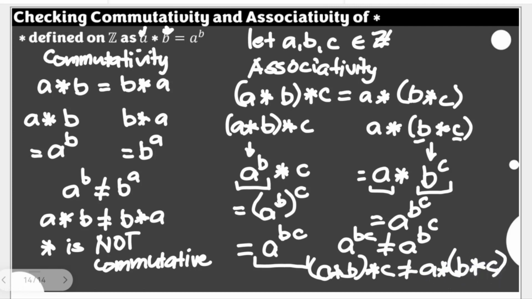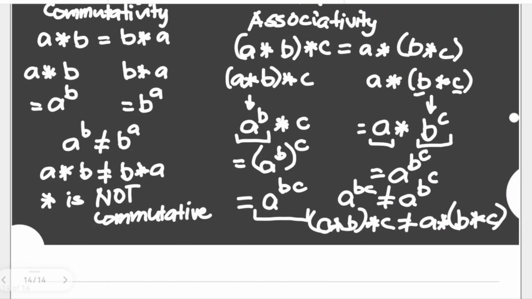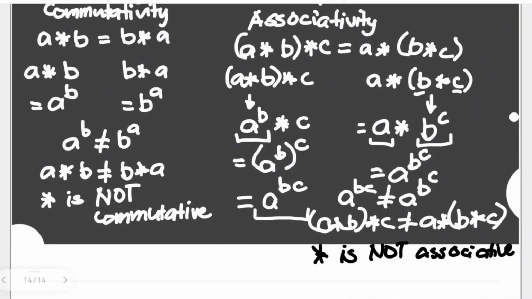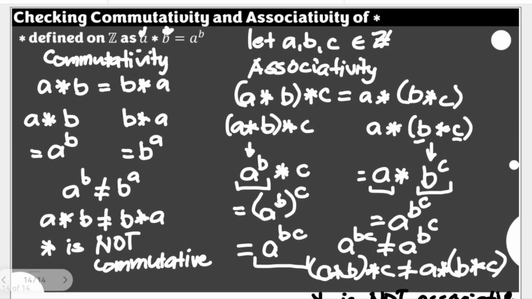Let me use the space here at the bottom and change this to black. You will have here, your star is also not associative. So for both commutativity and associativity, for the star operation defined here, it's not commutative and not associative. Both of them will not hold using the definition A star B is equal to A to the power of B. So this is how we do it for this given star operation. Thank you very much for watching.